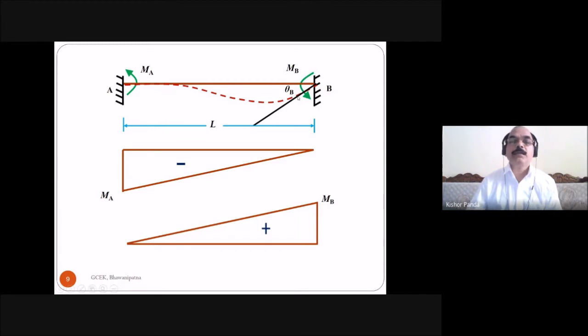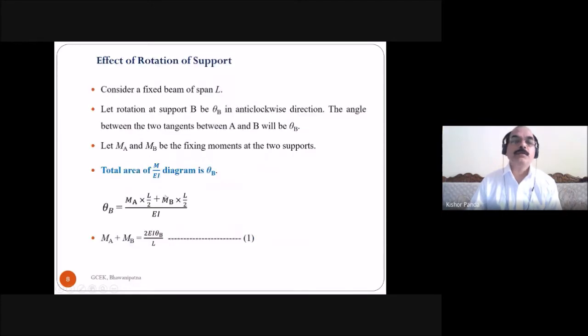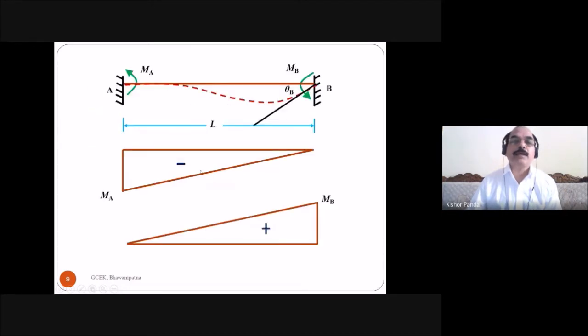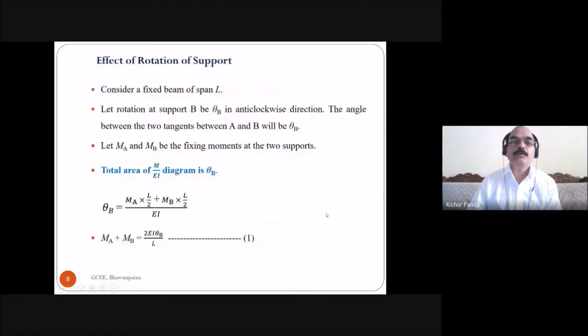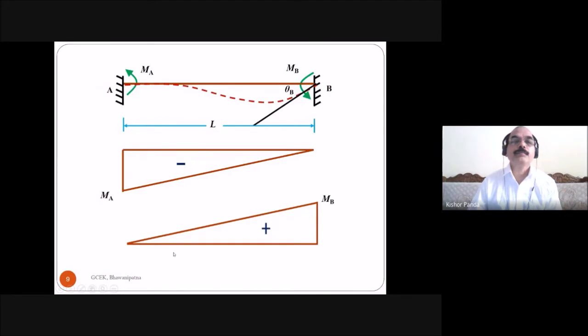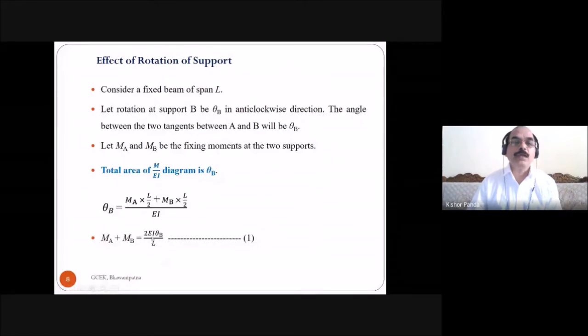So here you have to take the area of the M by I diagram between A and B, which is equal to theta b. You take the total area of these two diagrams. The area of this diagram is half MA into L, and the area of this diagram is half MB into L. So MA into L by 2 plus MB into L by 2, divided by EI, is equal to theta b. Then MA plus MB is equal to 2 EI theta b divided by L. This is equation 1.